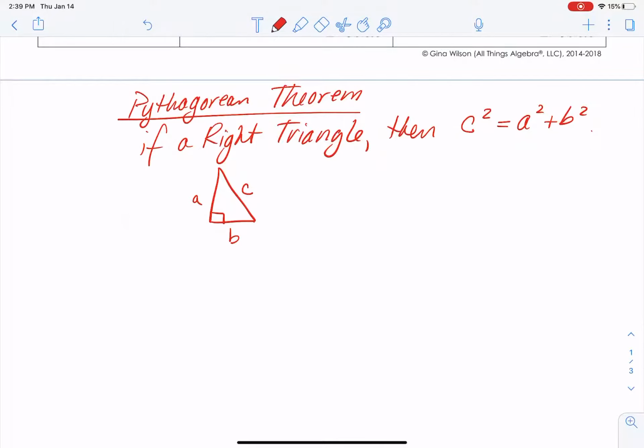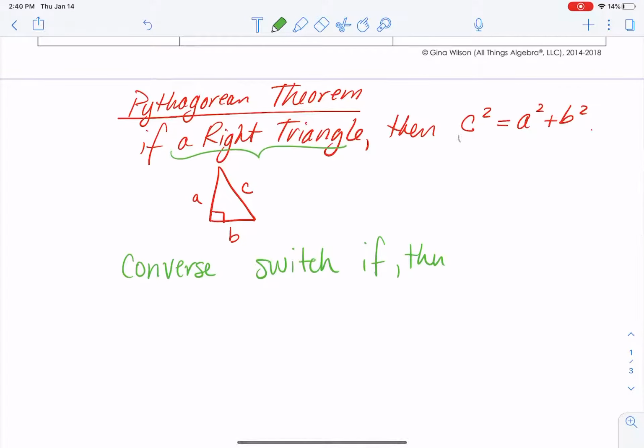Now, converse means that we're going to switch the if and the then. So this part and this part. So that's what converse is. Sometimes you can turn a statement around by switching the if and the then, and the statement will still hold true. It doesn't always work that way, but it does for the Pythagorean theorem.